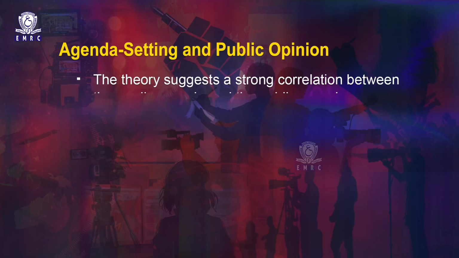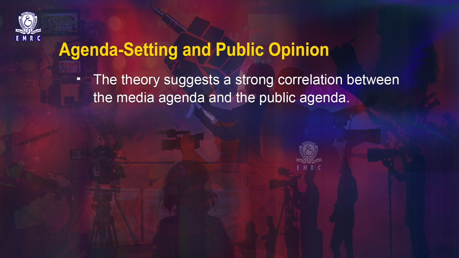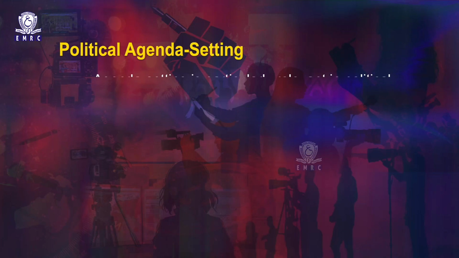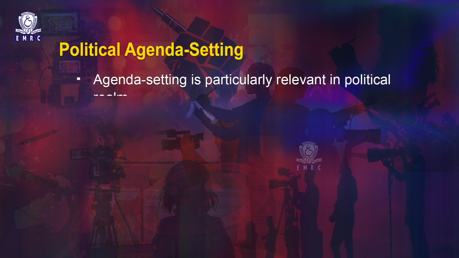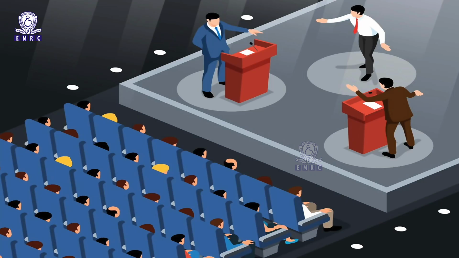Media selection of issues. Media organizations act as gatekeepers, deciding which stories and issues receive coverage. Editorial decisions, news values, and societal norms influence the selection of topics that make it to the news. Agenda setting and public opinion. The theory suggests a strong correlation between the media agenda and the public agenda.